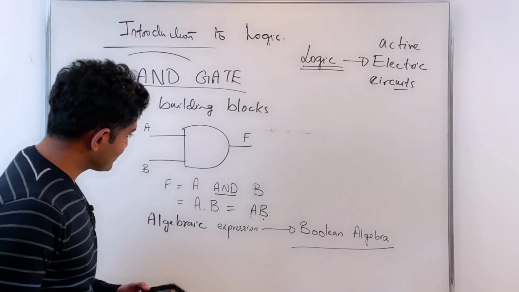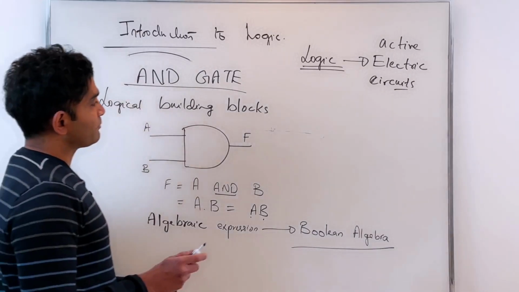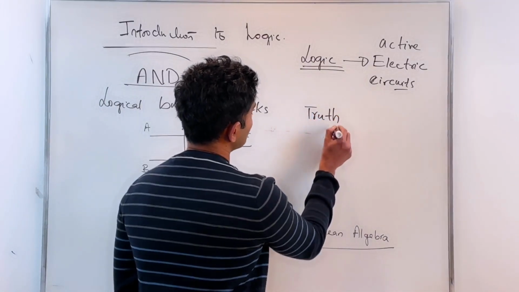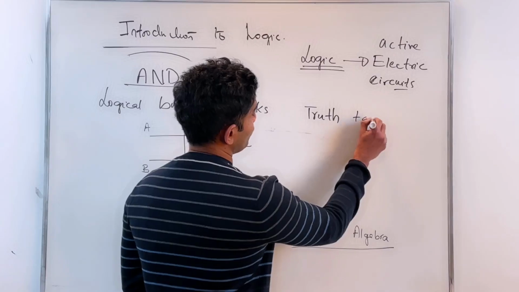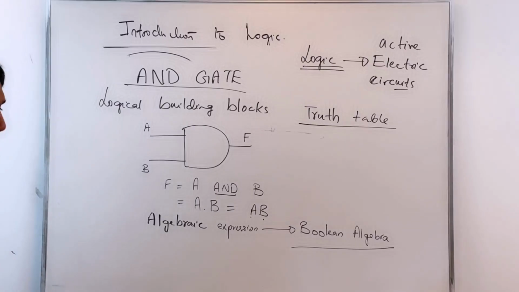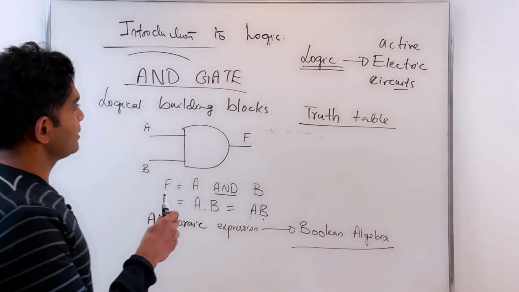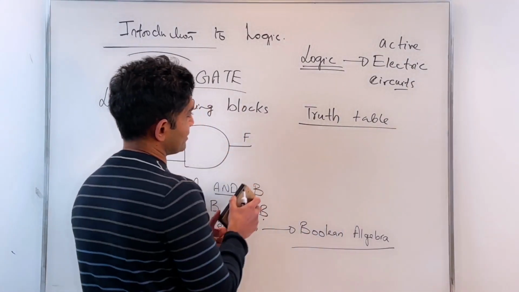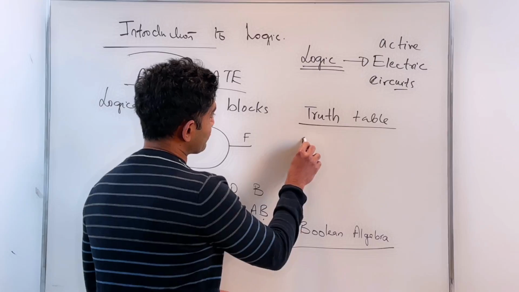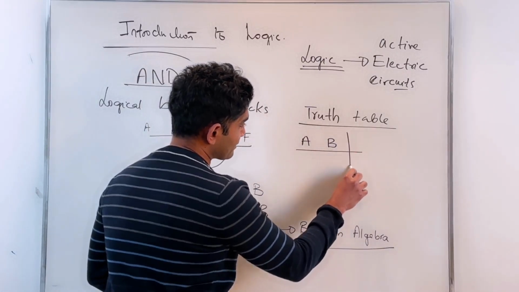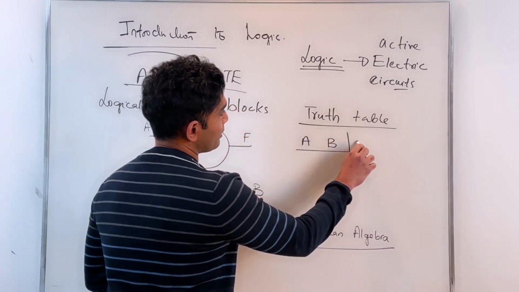I can also express this operation in the form of a truth table that gives a snapshot of the operation of this device, of this building block. When I say truth table, what I'm trying to do here is look at all possible combinations between the inputs A and B, and the result of these combinations on the output F.